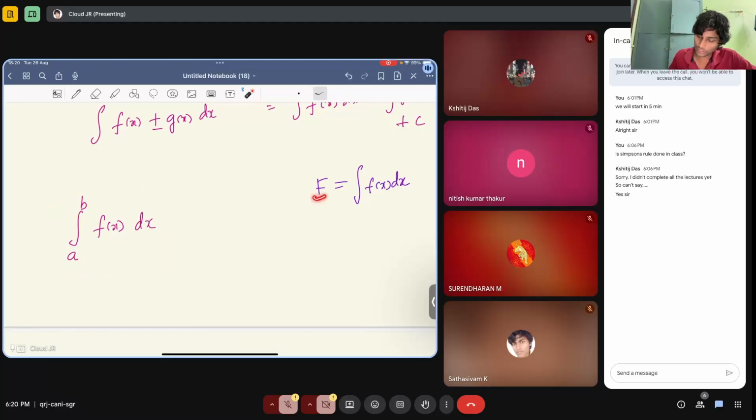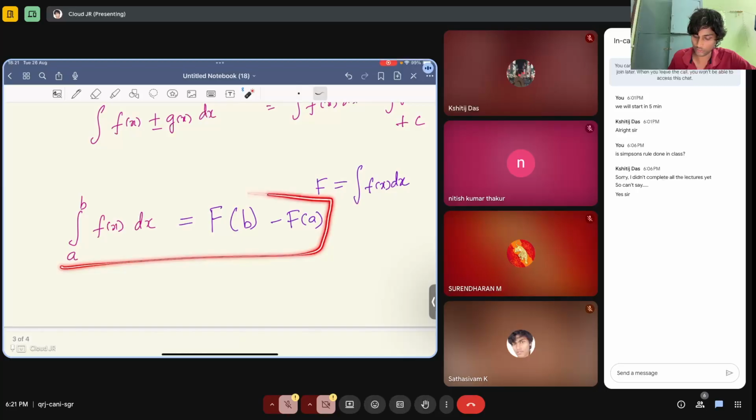The relation between this antiderivative and this definite integral is basically given by the fundamental theorem of calculus, which says that this is nothing but F of b minus F of a. Of course, you have conditions like, let's say, f is a continuous function. Under certain hypotheses, this is true.